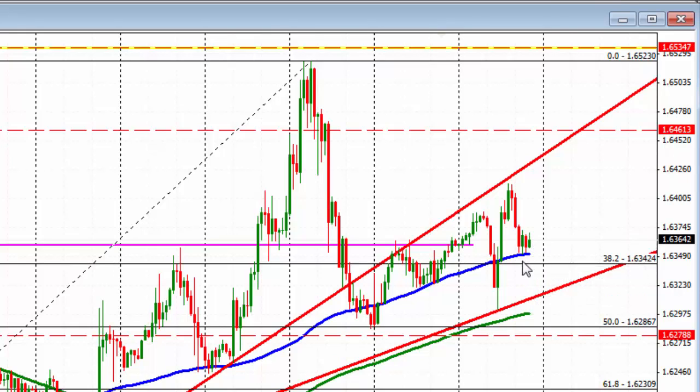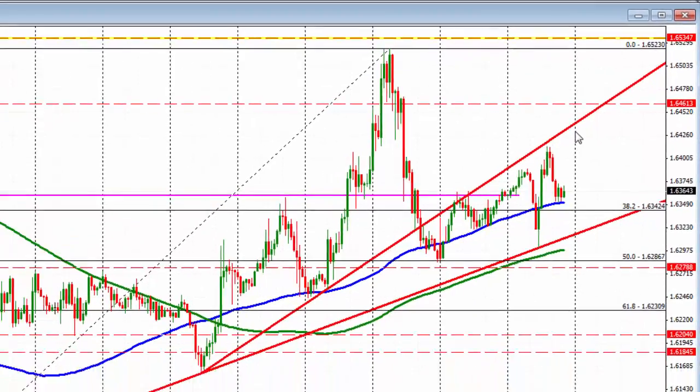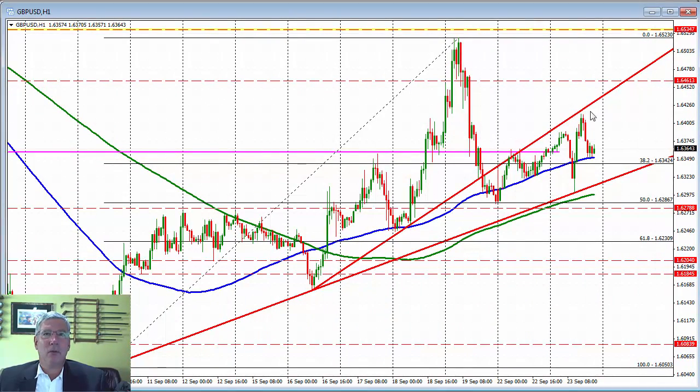If we move below it, traders can put their stop either here, or even just below the 38.2% retracement. That's fine with me if you just want to risk a little and hope that the market moves up toward the underside of the trend line here. That would be our next target at 164.37. Actually, the high would be the next target on the top side.